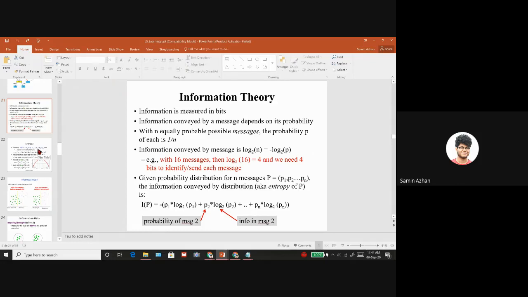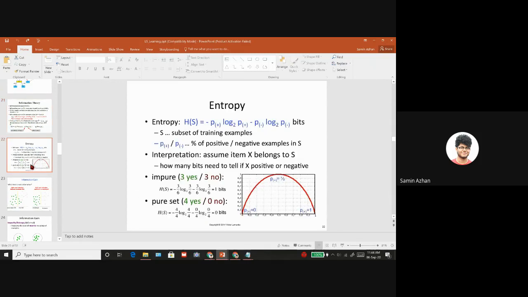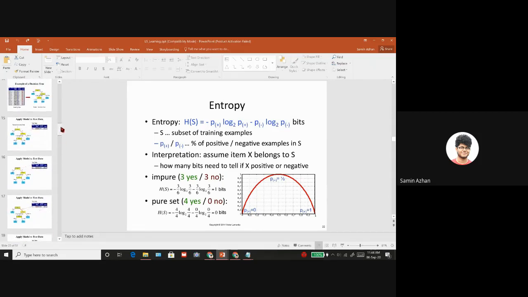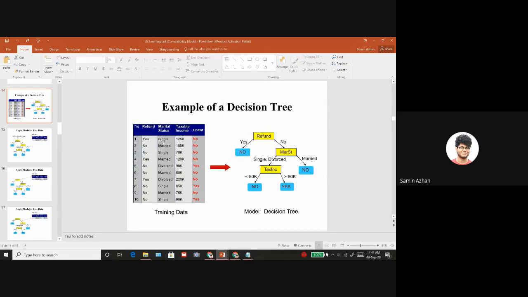Next, we have something called entropy. There's an equation given to calculate entropy, but let's find out what entropy really is first, and why we need it. Remember, in a previous example, we learned about decision trees. In this particular example, based on this training data, we created this decision tree. But now the question is, how did we create it? Why did we put refund at the very top? Why couldn't we put marital status or tax income and then have branches from those? What would be the problem there?